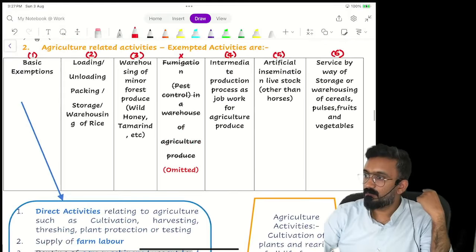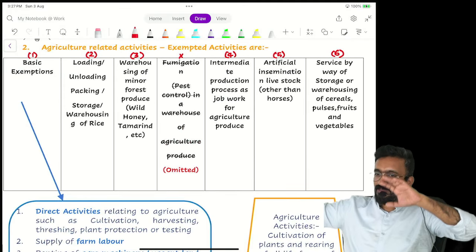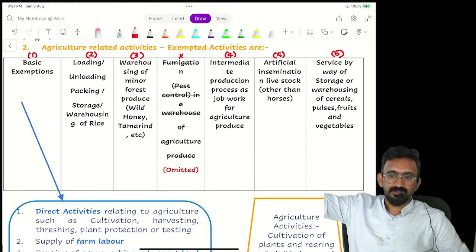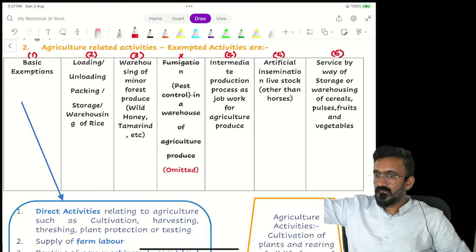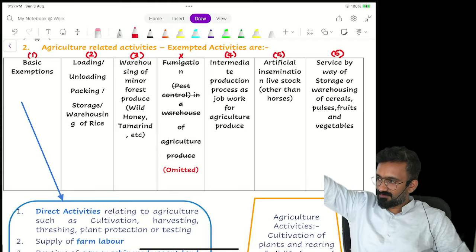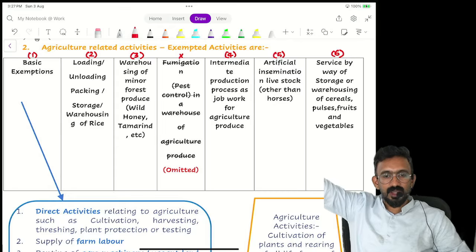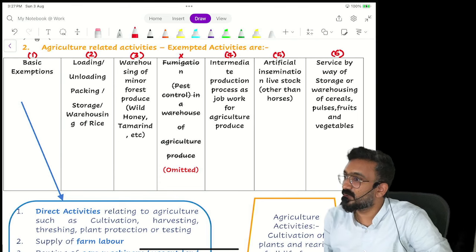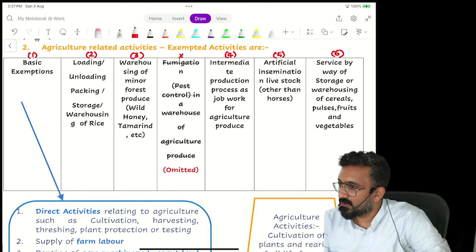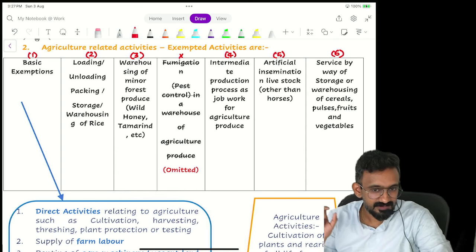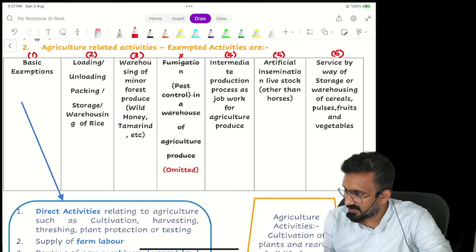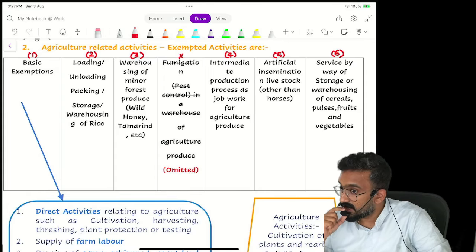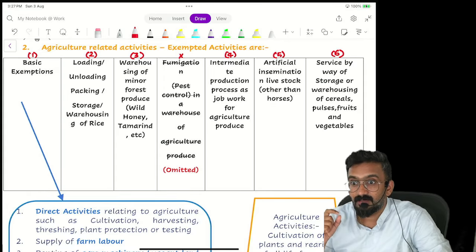Instead, what I can do is put all these plants into a truck. Send this particular truck to a place where somebody else is going to do threshing for me. Then it will be called what? Intermediate production process as job work. Understanding? Then will it be exempted? Yes, provided my final product is what? Paddy.